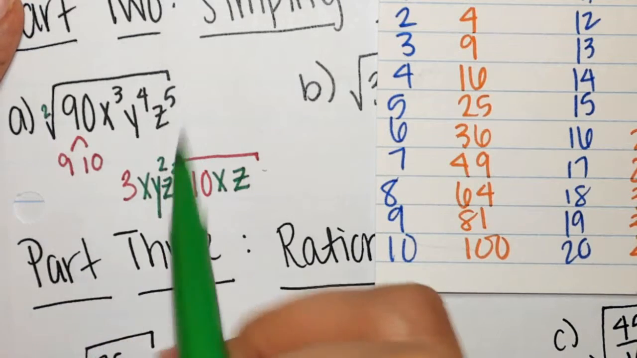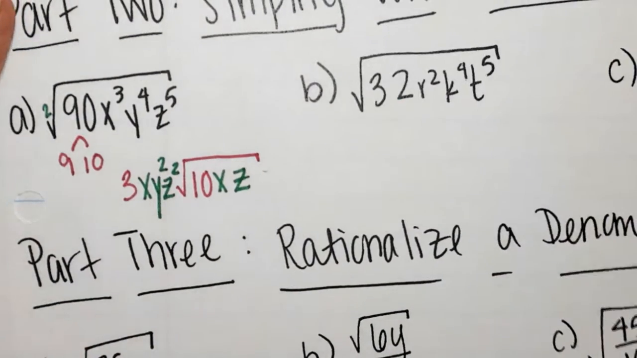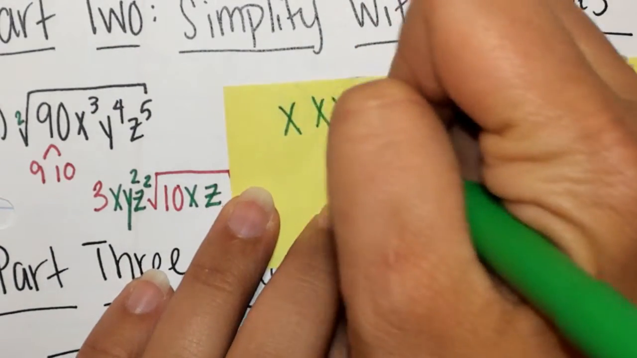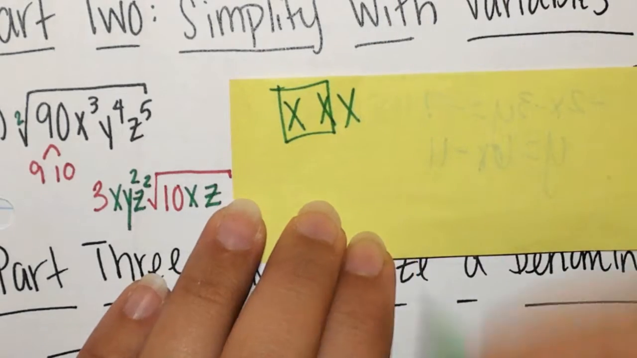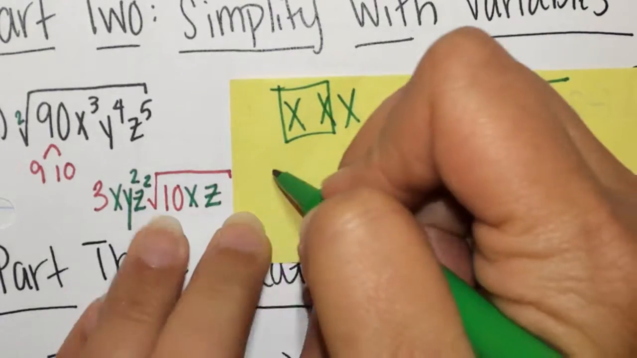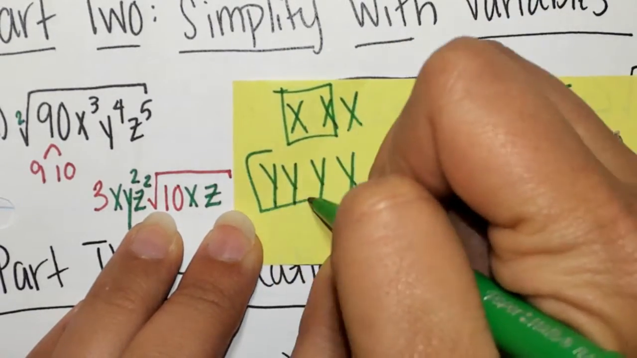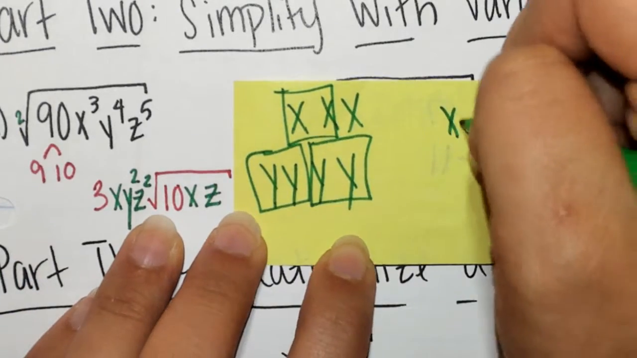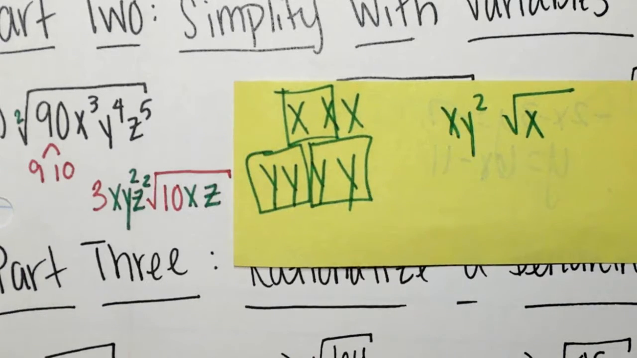Then we have 2 goes into 5 twice with 1 left over. If you don't know how to divide, or if that confuses you, you have 3 x's. You need one set of 2 and there's 1 left over. So that's why we have x root x. We have 4 y's. We need sets of 2 because of this 2 right here. We have 2 sets of 2, so that's why it's y squared. Does everybody understand so far?